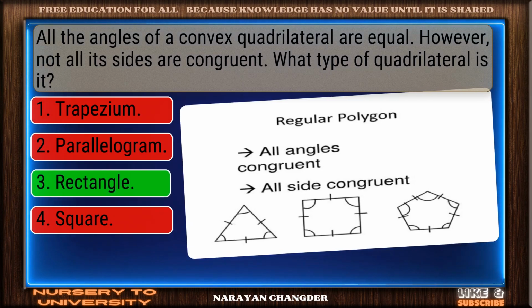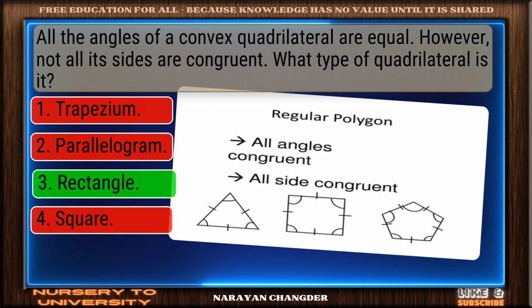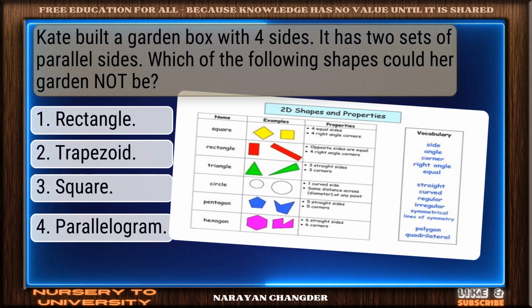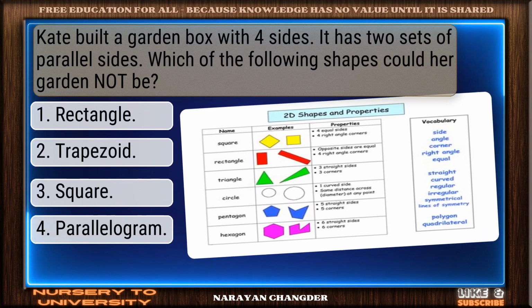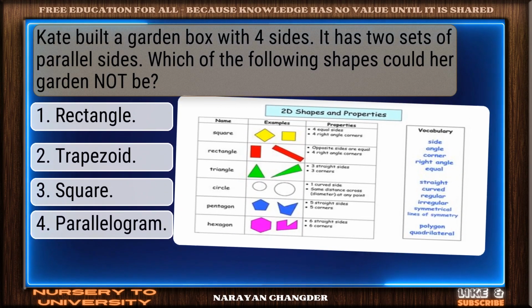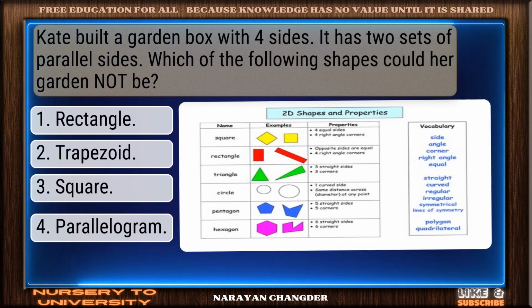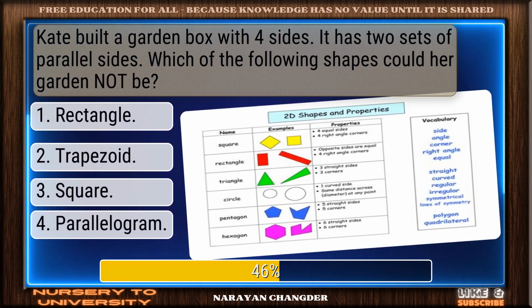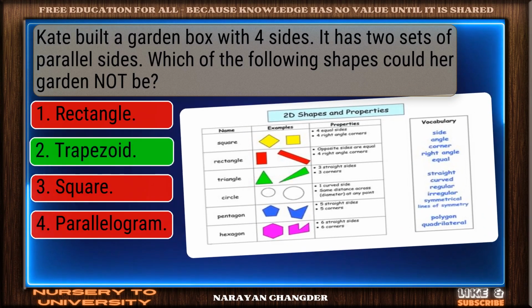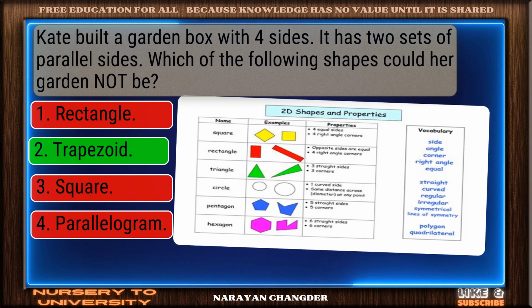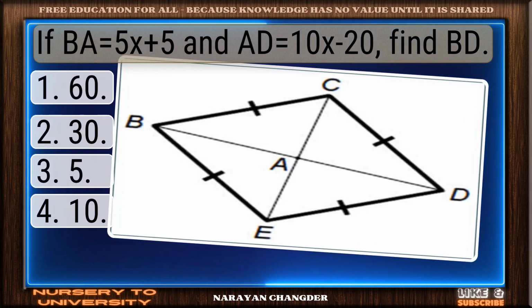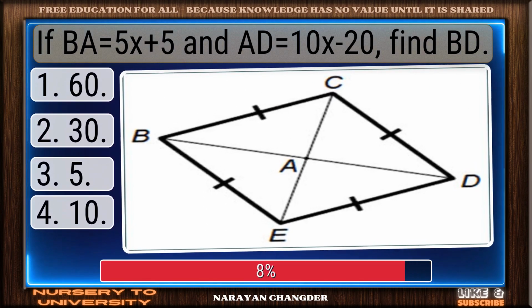Nicely done. Rectangle is a solid answer. Question number 32. Kate built a garden box with 4 sides. It has 2 sets of parallel sides. Which of the following shapes could her garden not be? Bravo! Trapezoid is the answer. Question number 33. If angle BAD equals 5x + 5 and angle ADC equals 10x + 20, find angle BED.